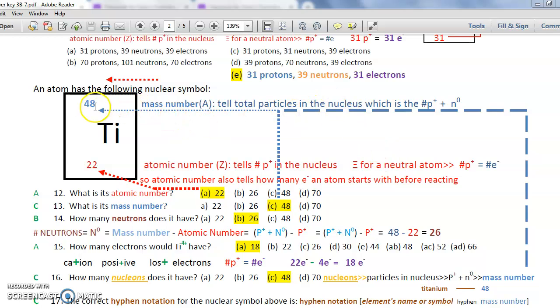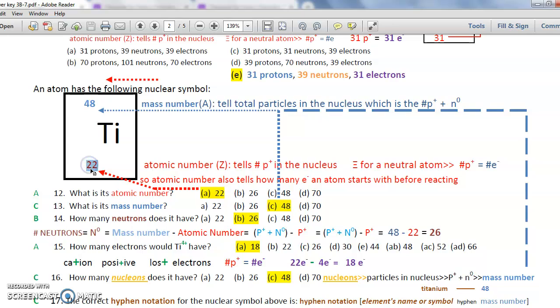And question number 12 and the ones that follow it are dealing with this nuclear symbol format right here. Nuclear symbol format, by convention, puts the mass number in the upper left-hand corner. The mass number, abbreviated by the letter A, tells the total particles in the nucleus. That's how many protons and neutrons it has.